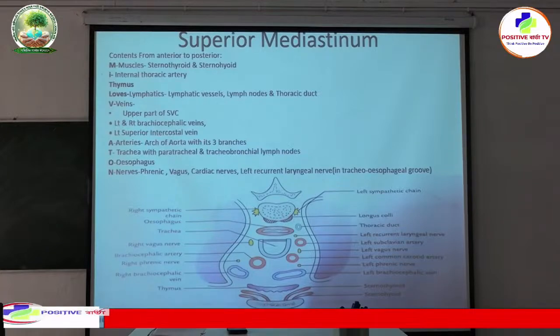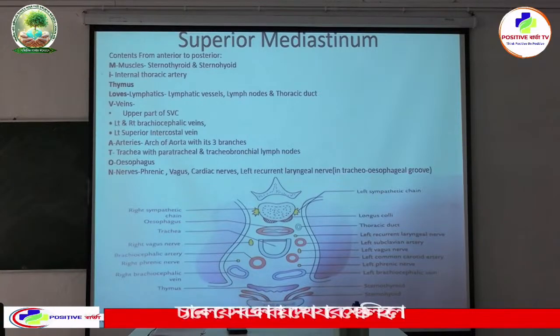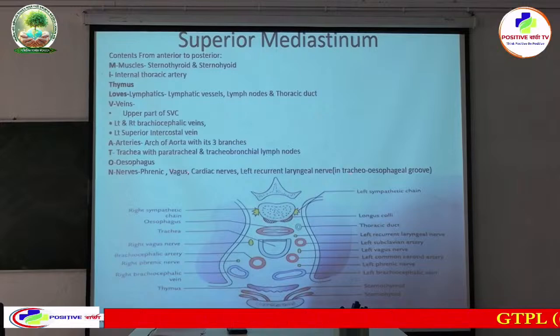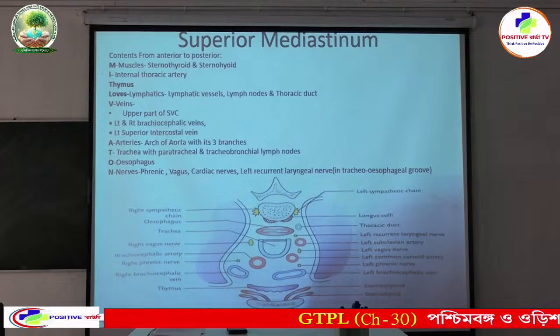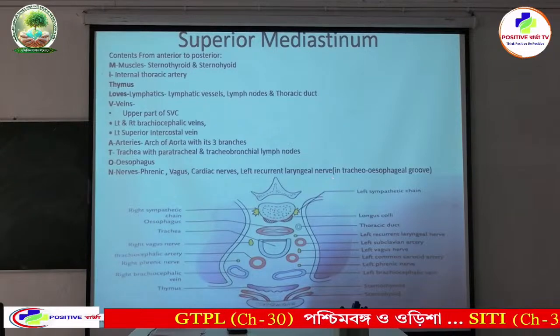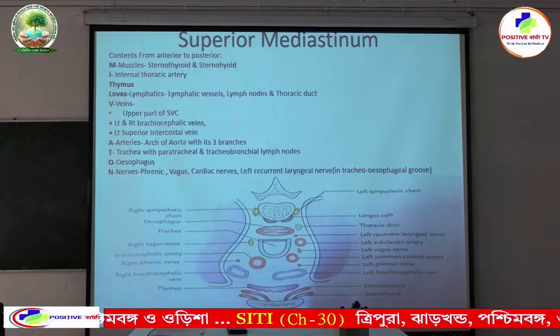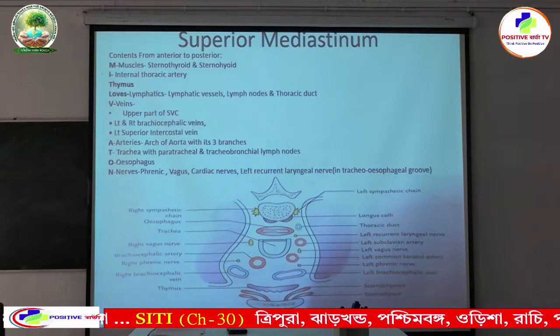Arteries are arch of aorta and its three branches: brachiocephalic trunk, left common carotid, left subclavian. T is trachea with paratracheal and tracheobronchial lymph nodes. O is esophagus. N is for nerves. Nerves are the phrenic, vagus, cardiac nerves, left recurrent laryngeal nerve in the tracheoesophageal groove. Okay, so these are the contents of the superior mediastinum.